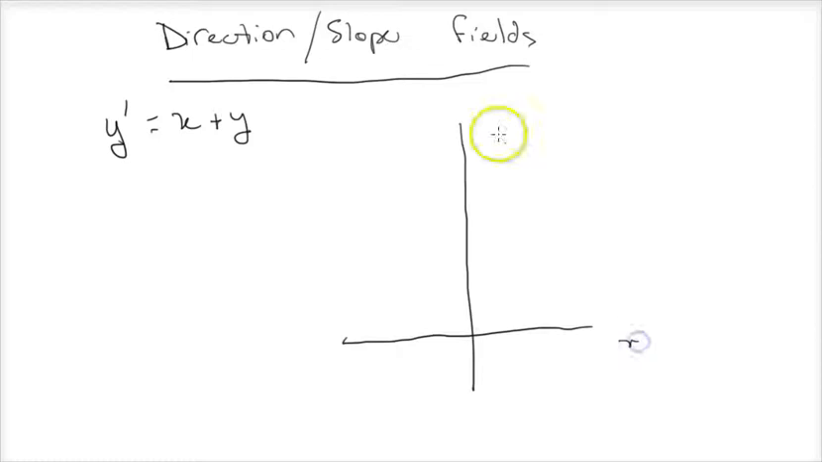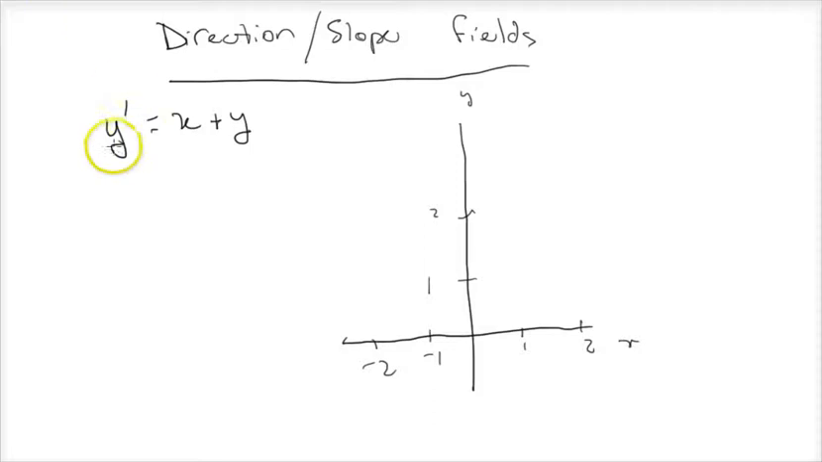So let's draw our axes. We've got x and y. We've got zeros right there. Let's call that 1, let's call that 2, let's call this negative 1, let's call this negative 2. Then 1, 2. And we're going to draw all of the slopes for this differential equation above the x-axis.